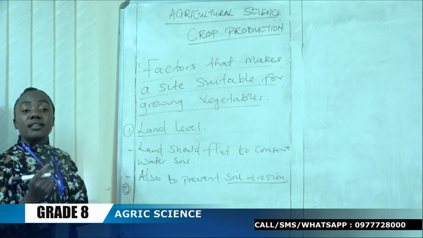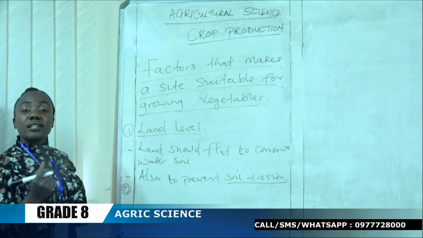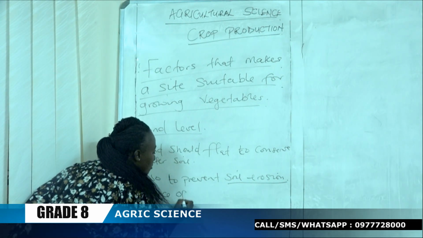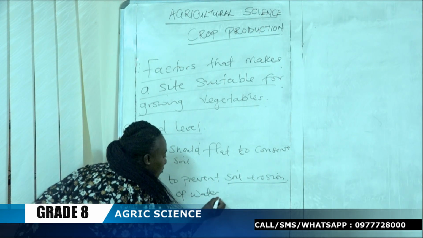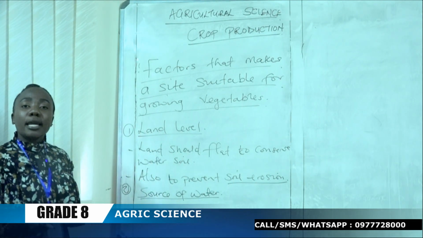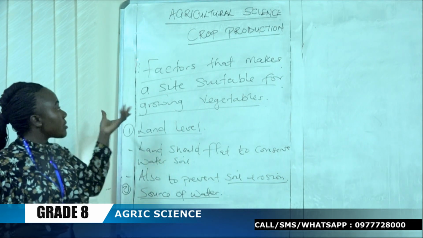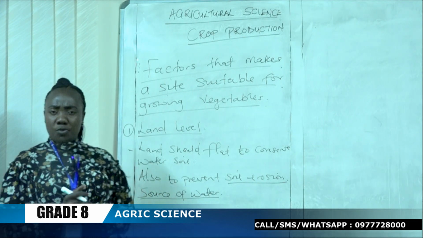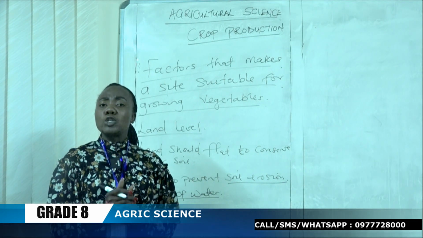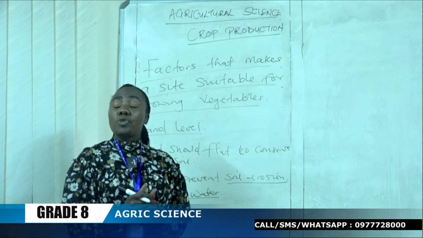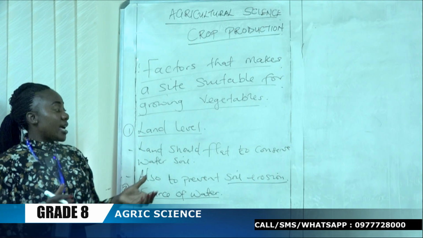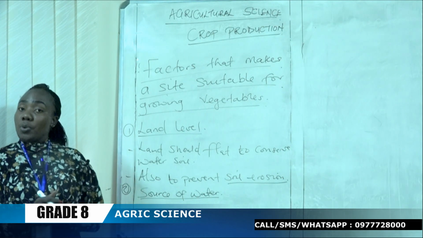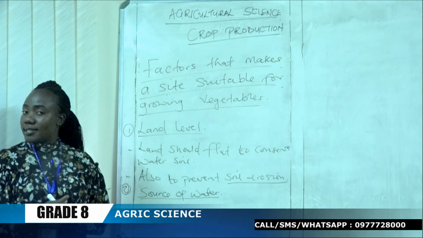Our second factor is source of water. What do we mean when we say source of water? Before you grow vegetables, you have to consider if the area where you're growing has water, because we know crops cannot grow without water. Seeds cannot germinate without water.